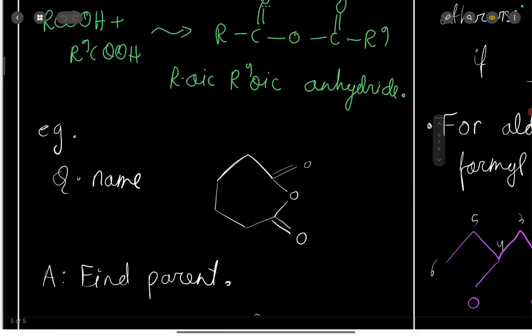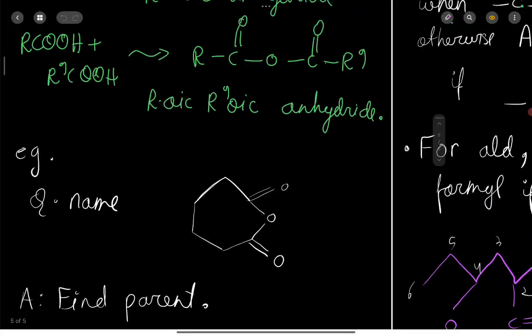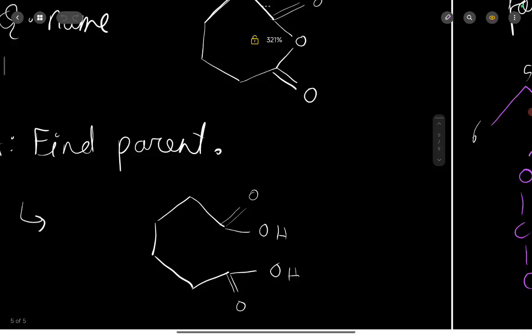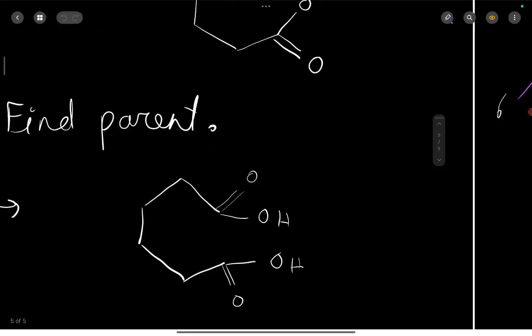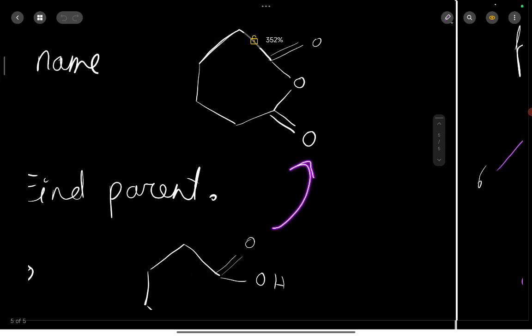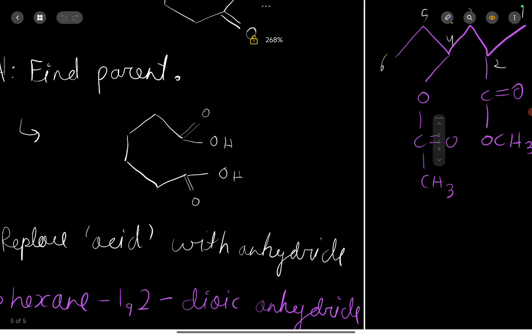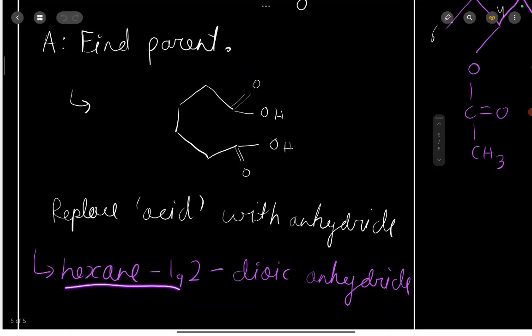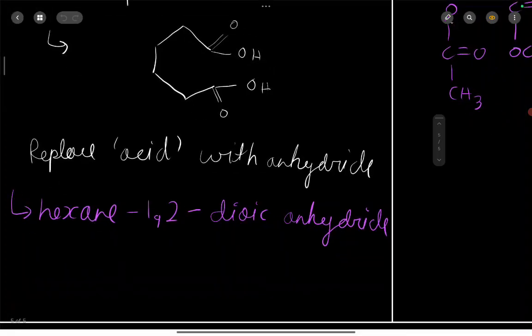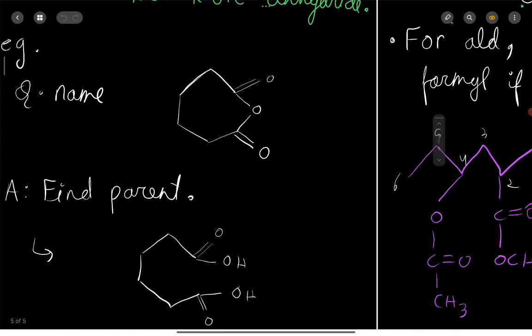Don't worry. I have written the reaction here also, showing how an anhydride is formed. There will be two carboxylic acids next to each other like this, and one of them will dehydrate, and this bond just moves here. This just goes away. So this is how this anhydride was formed. Check for yourself. This carboxylic acid will have a name, hexane-1,2-dioic acid. Just replace acid with anhydride and you will get the name of this one.